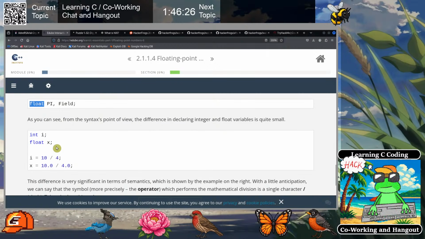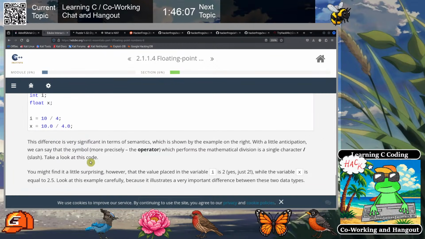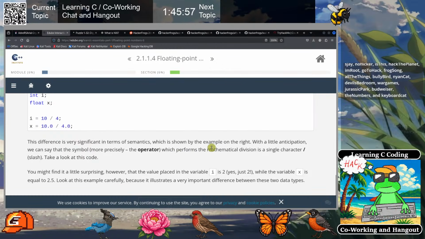Okay. So as you can see from the syntax's point of view, the difference in declaring integers and float variables is quite small. So int i, float x, i equals 10 divided by 4, and x equals 10.0 divided by 4.0. So the difference is significant in terms of semantics, which is shown by the example on the right.